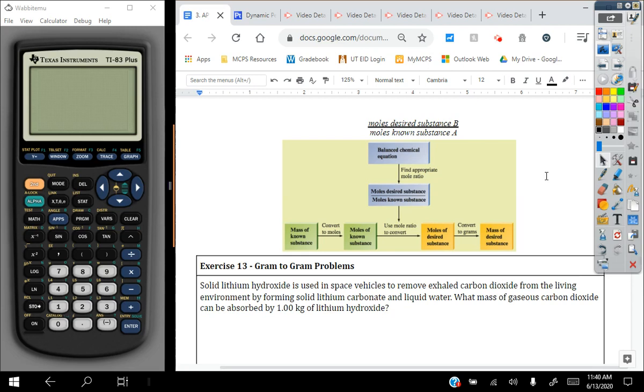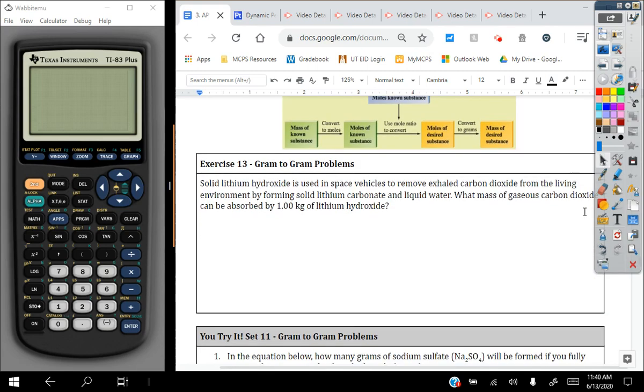So moles of the desired substance B is on top, and moles of the known substance A is on the bottom of my dimensional analysis fraction. So let's take a look at an example, and I'll let you work through a couple together.